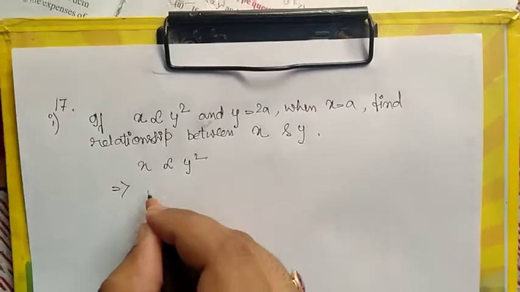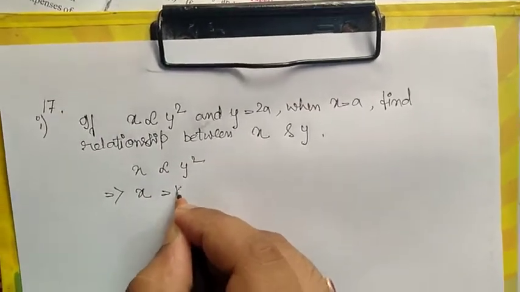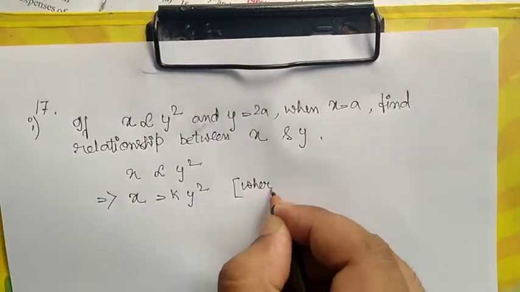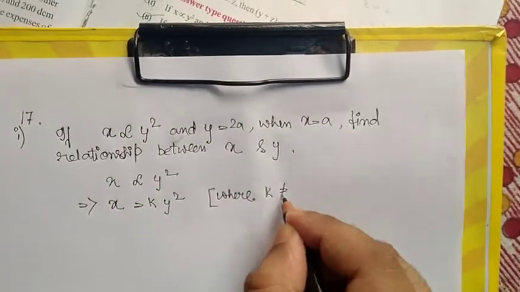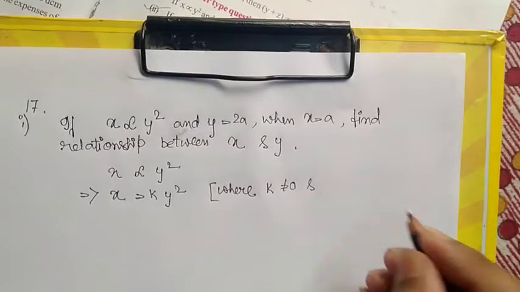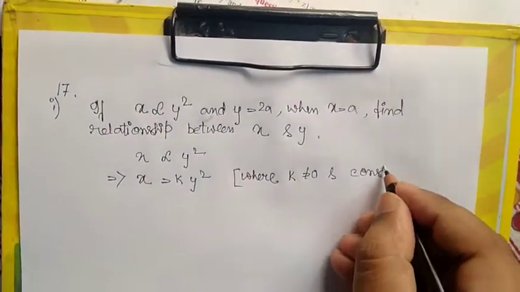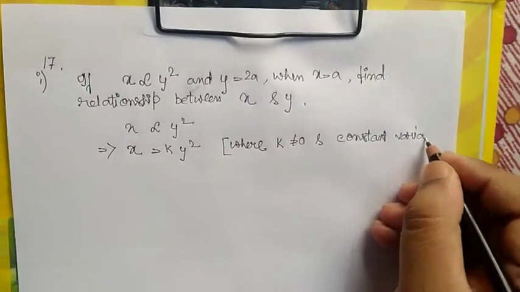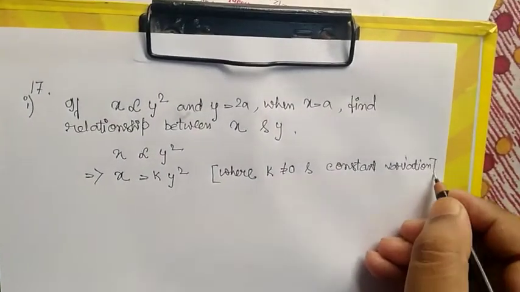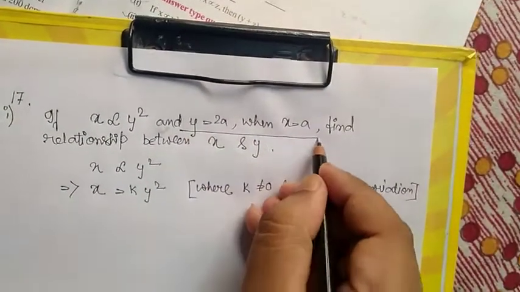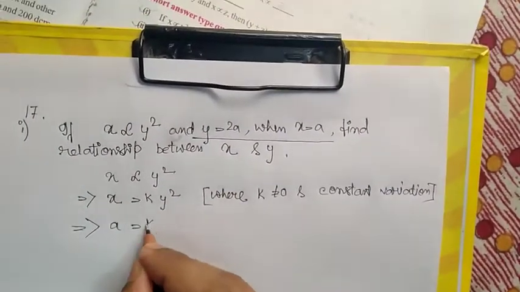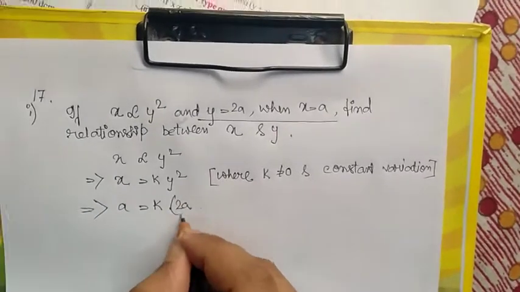So we can write x equals k y square, where k is not equal to 0 and is a constant of variation. Putting the value of y equal to 2a and x equal to a, we get a equals k into (2a) whole square.